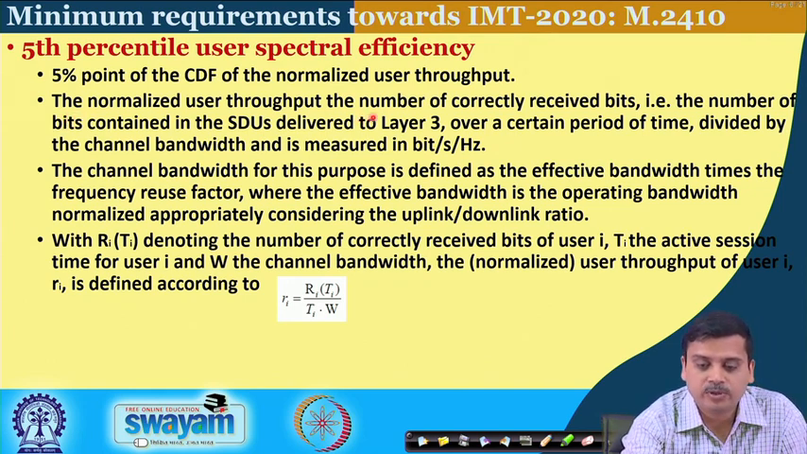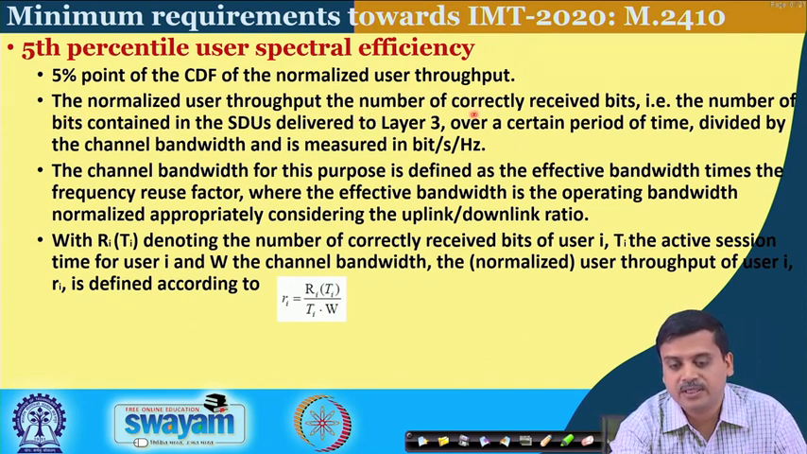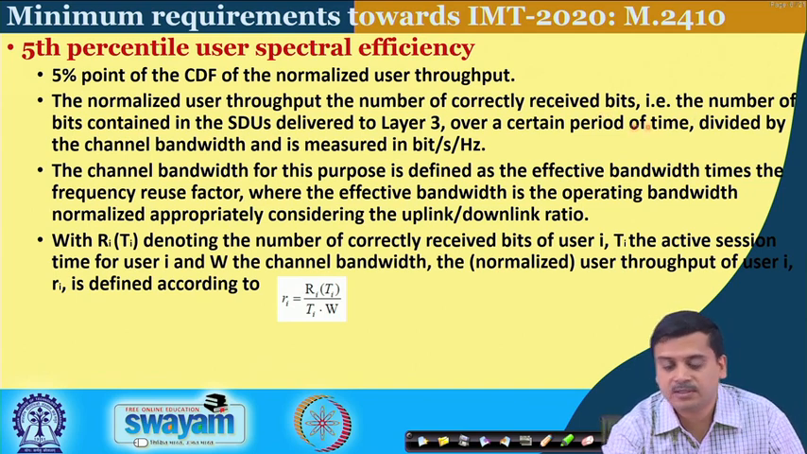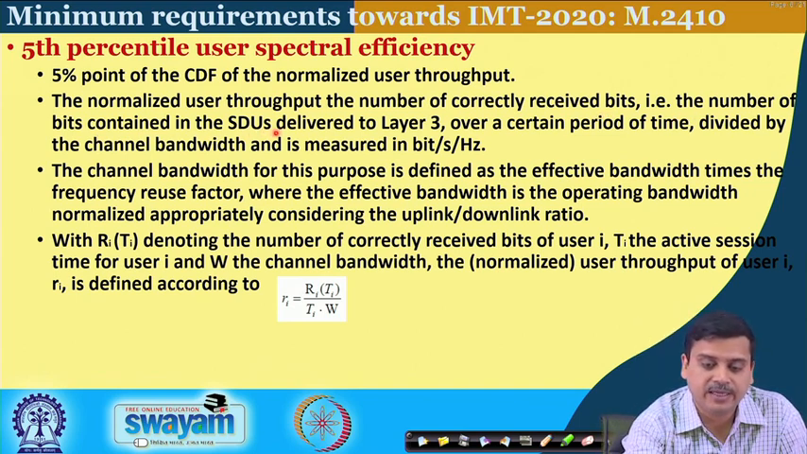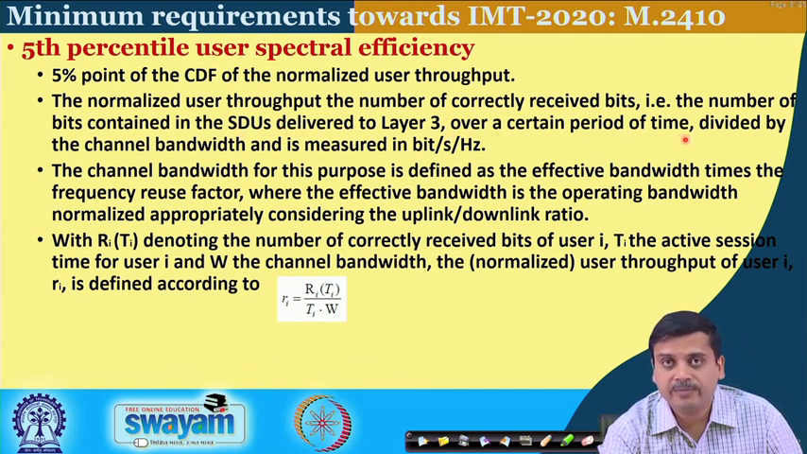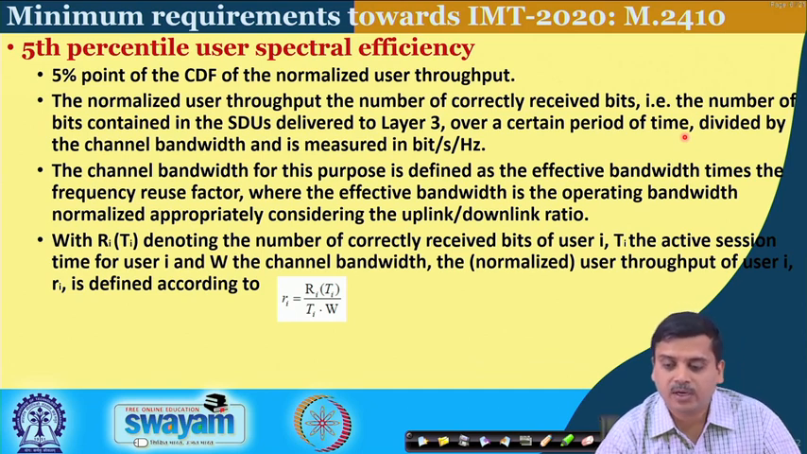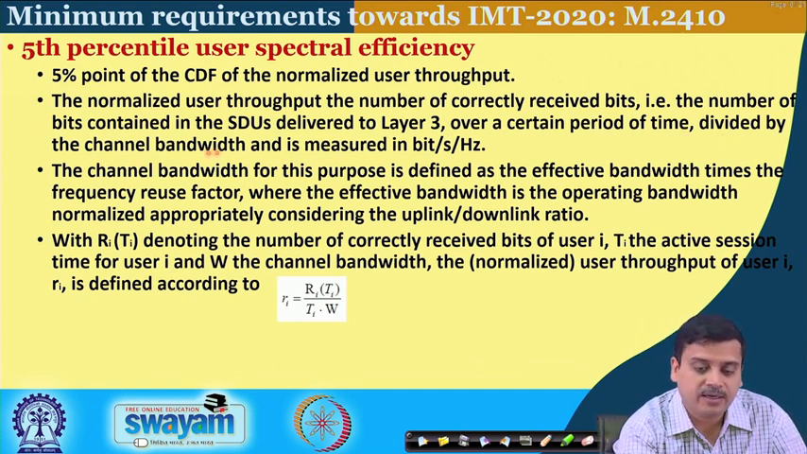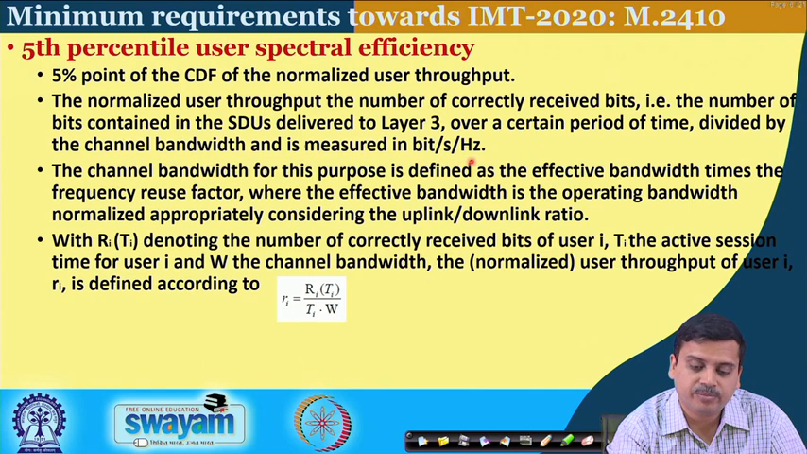The normalized user throughput is basically the number of correctly received bits, that is, the number of bits contained in the SDU, the service data units, which have been defined before, delivered to layer 3 over a certain period of time. So, you are taking time into account, divided by the channel bandwidth, and is measured in bits per second per hertz.